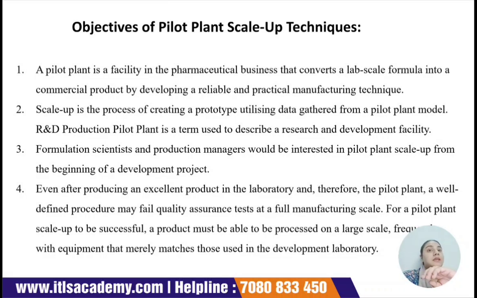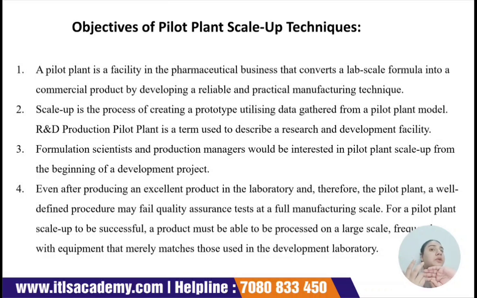Now a pilot plant is a facility in the pharmaceutical business that converts the lab scale formula into a commercial product. The commercial product is the medicine or drug that we consume. Okay, by developing reliable and practical manufacturing techniques, this we have already discussed. The second objective says that scale up is the process of creating the prototype utilizing the data gathered from the pilot plant model. R&D production pilot plant is the term used to describe the research and development facilities.